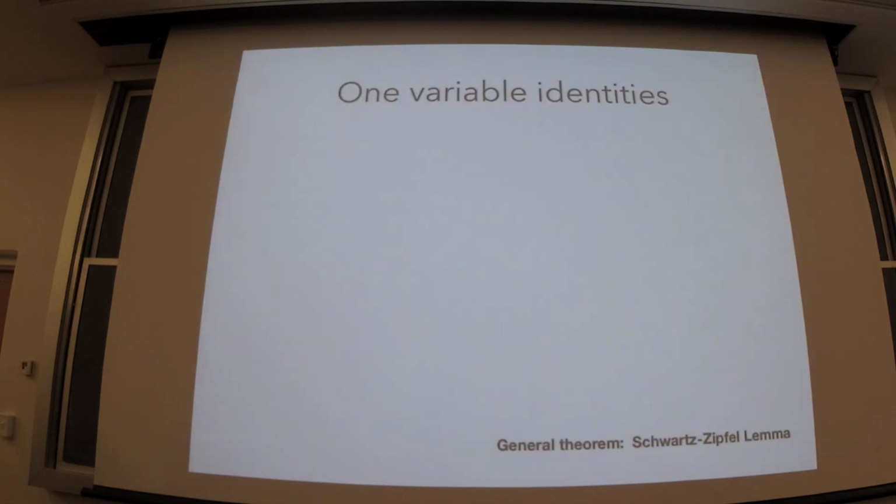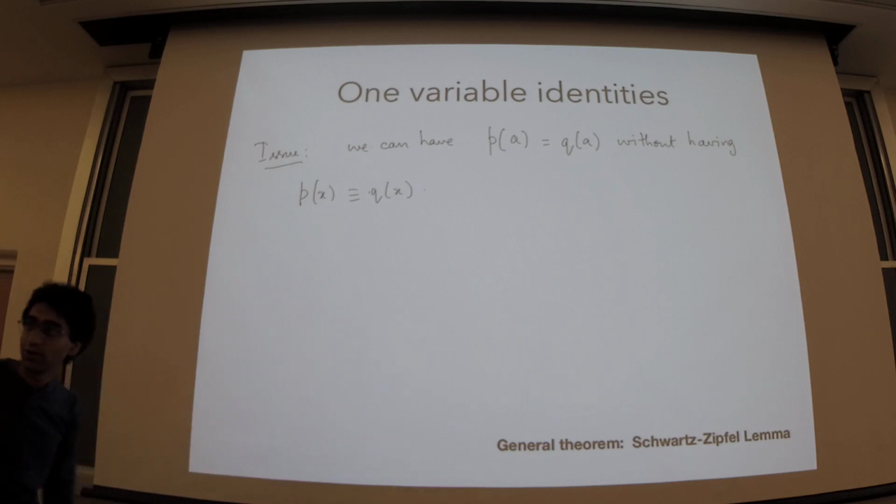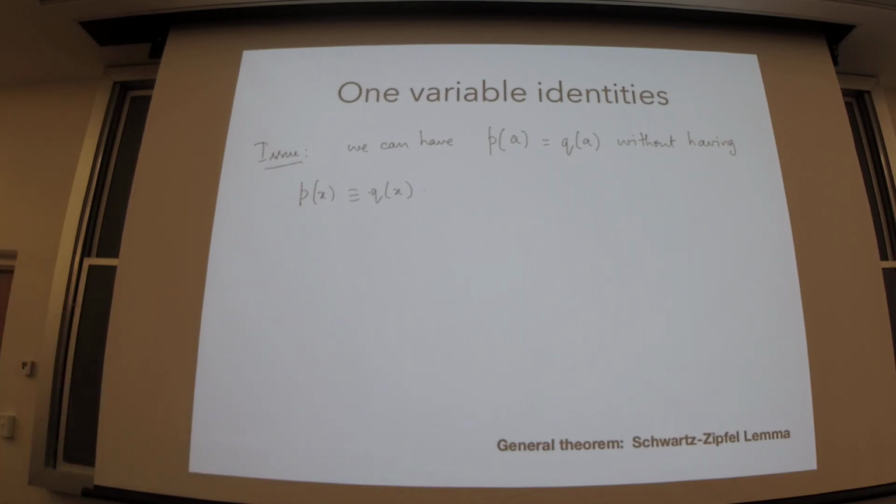So the problem is that we could have p of some value a equal to q of a, without having p of x identically equal to q. The symbol with three bars means identically equal. Okay, so that's common notation. So this could happen. But now the question is, can this happen for many a's?